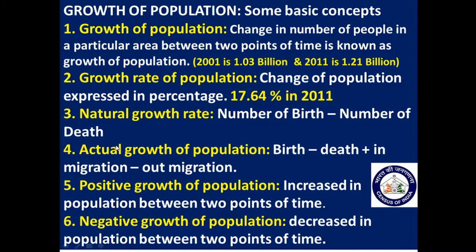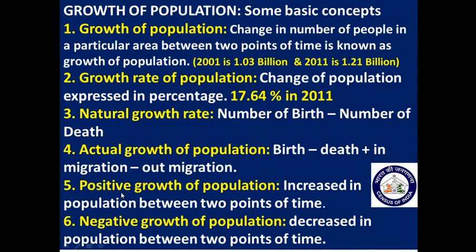The fourth one is actual growth of population. How can we find the actual growth of population? Actual growth of population is birth minus death plus in-migration. In-migration means how many people are coming into that particular country, for example how many people are coming into India. If we minus out-migration, how many people are going out of India, that is birth minus death plus in-migration minus out-migration, then we will get the actual growth of population of a particular country.